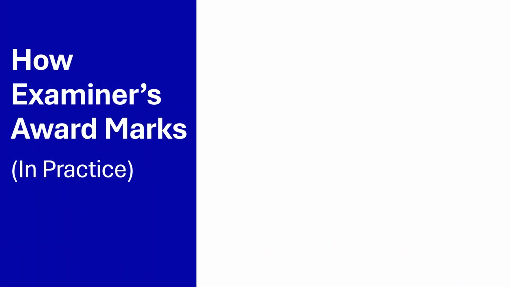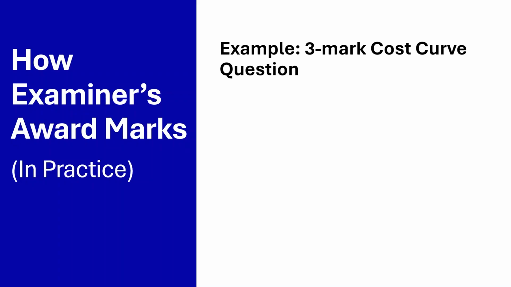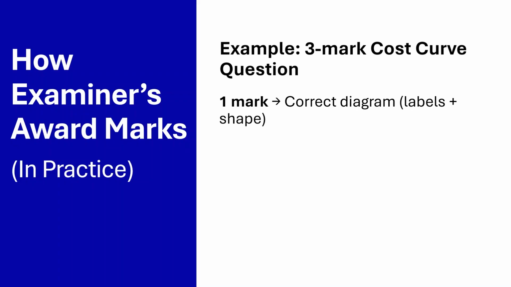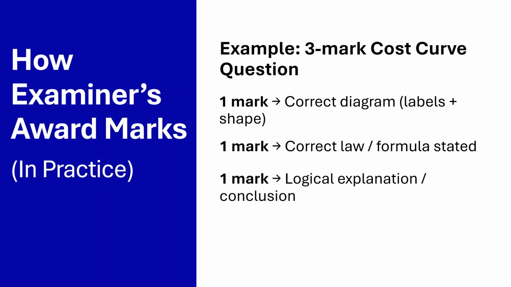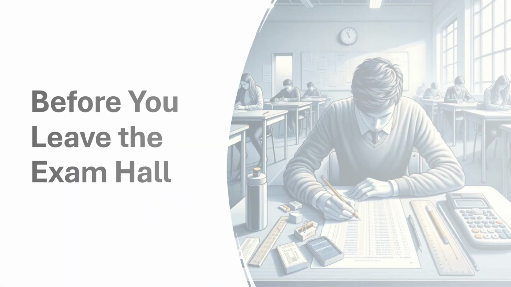Now that you know what examiners look for, let me show you quickly how marks are actually awarded. In a typical 3-mark cost curve question, examiners don't give all marks at once. 1 mark is for a correct diagram, the right curves clearly labeled. 1 mark is for the correct law or formula like the law of variable proportions or ATC equals AVC plus AFC. And the final mark is for the logical explanation or conclusion. Exams reward structure and reasoning, not just neat graphs.